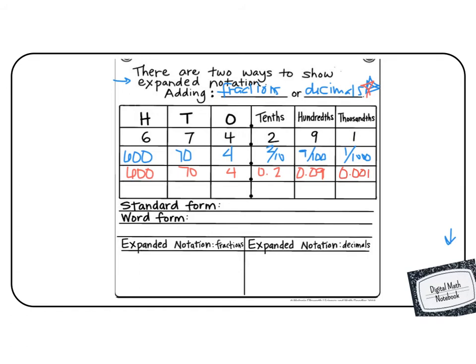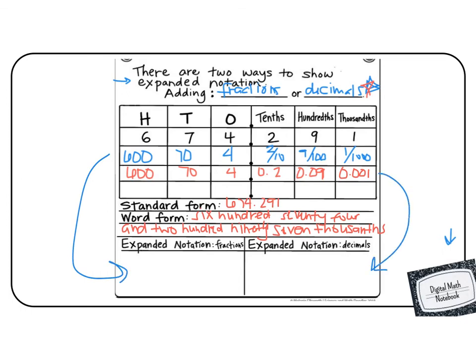In standard form, this number would be 674 and 291 thousandths. I'll pause and write this in word form. Here's our number all written out. You may need to pause to type this into your digital math notebook. The last part here is actually these same numbers written all over again. Expanded notation in fractions and expanded notation in decimals.